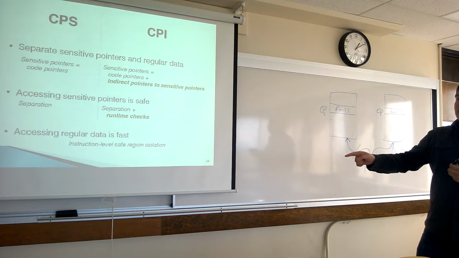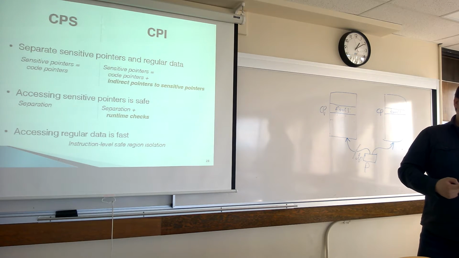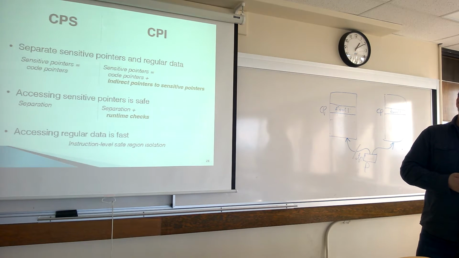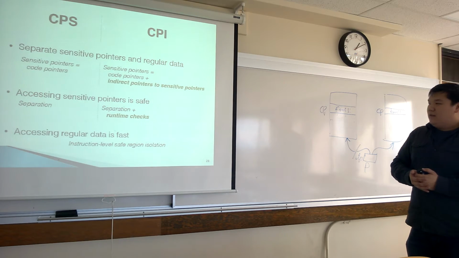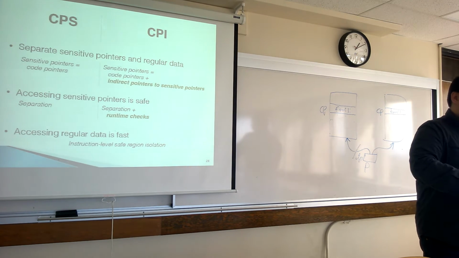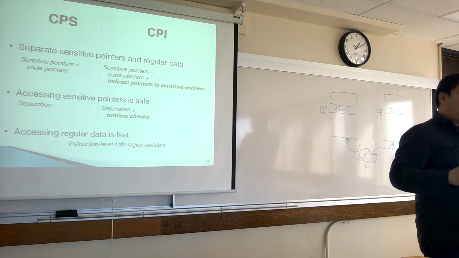So we also have to add on runtime checks. When it runs, we might not know, and it might eventually become a sensitive pointer, and we have to store it in the safe memory instead of the regular memory, because it becomes a code pointer instead, or a sensitive pointer. How did that happen? Any ideas? How can an insensitive pointer become sensitive?